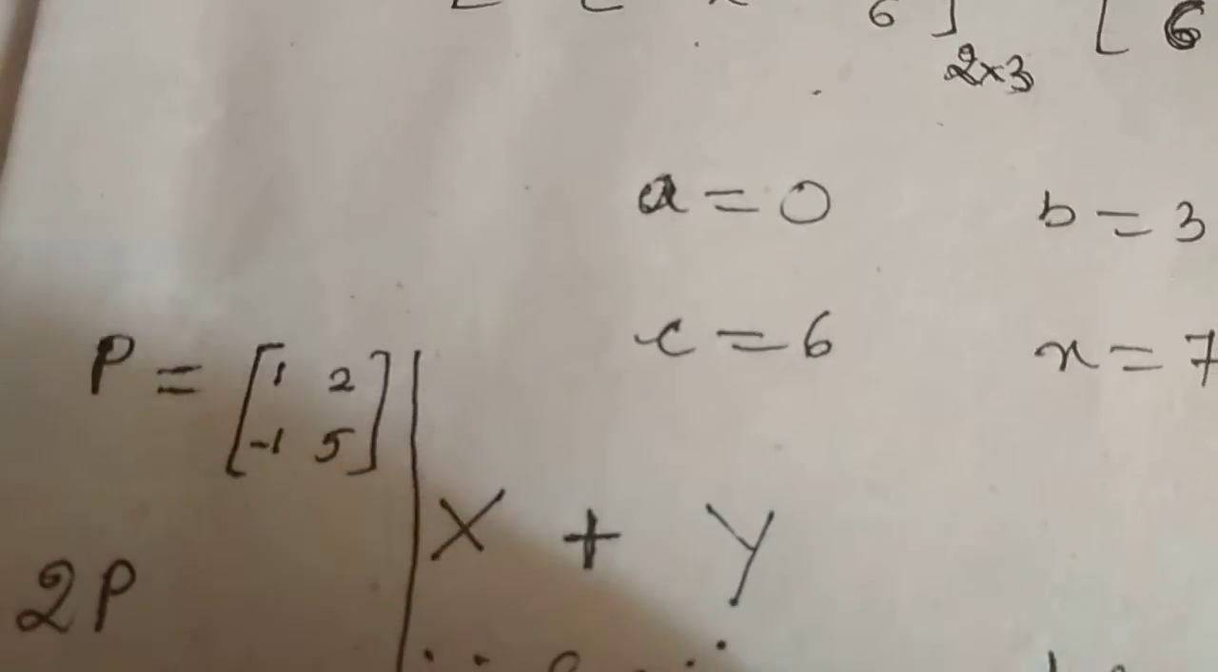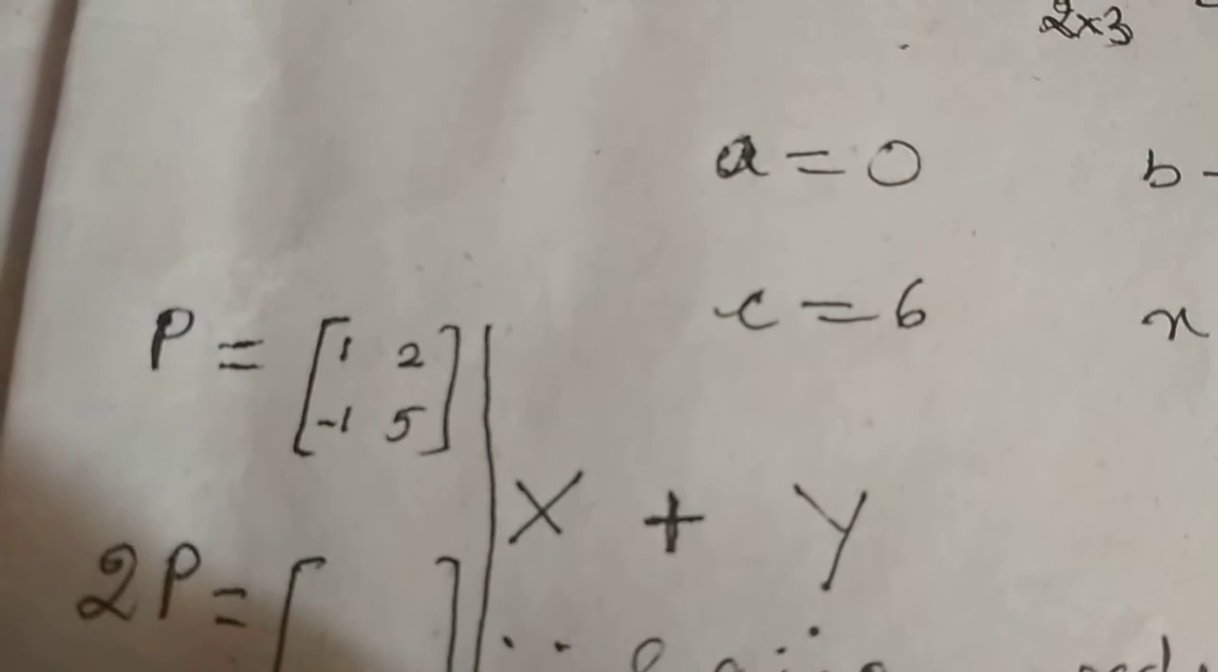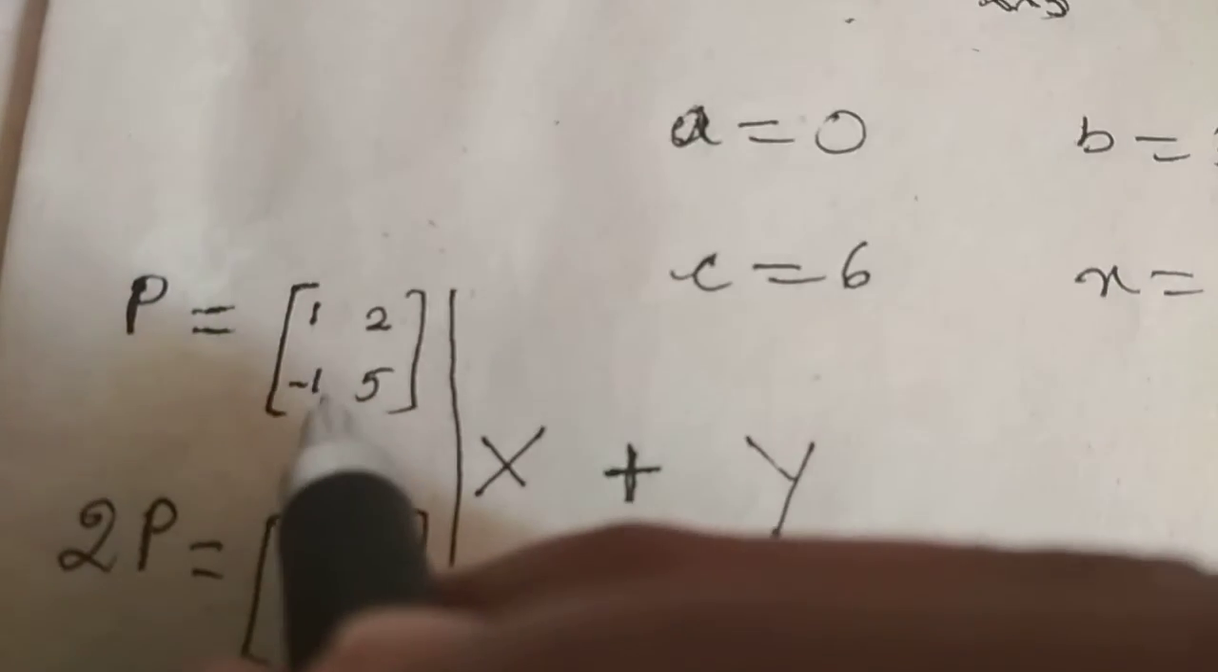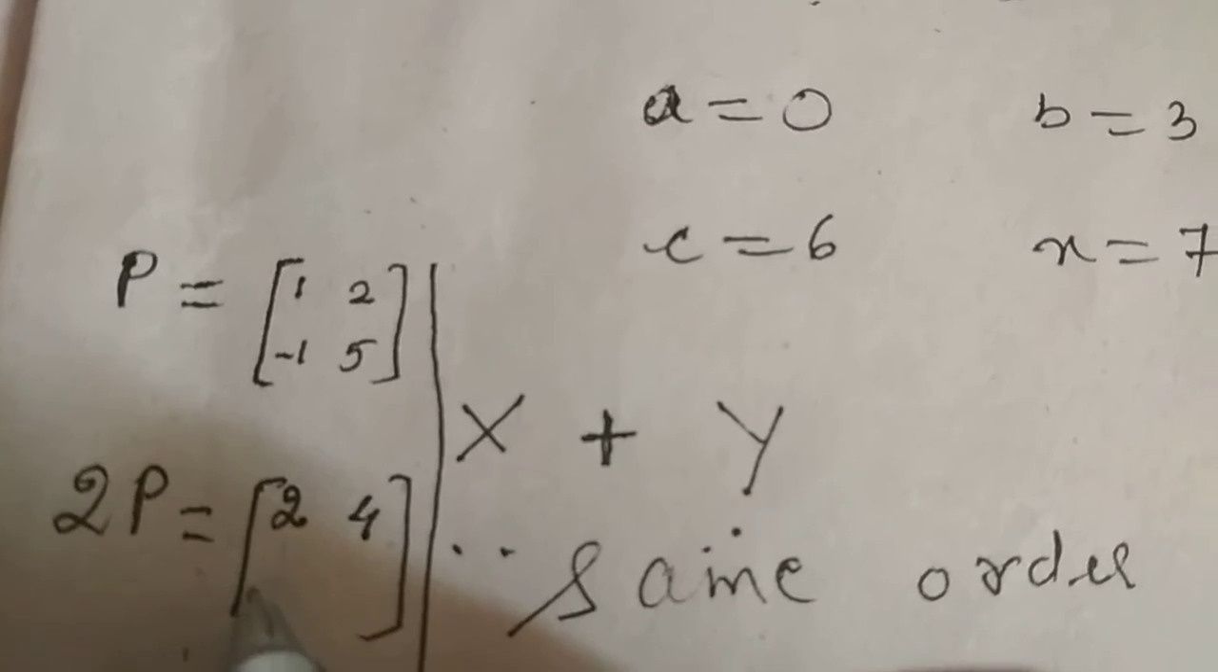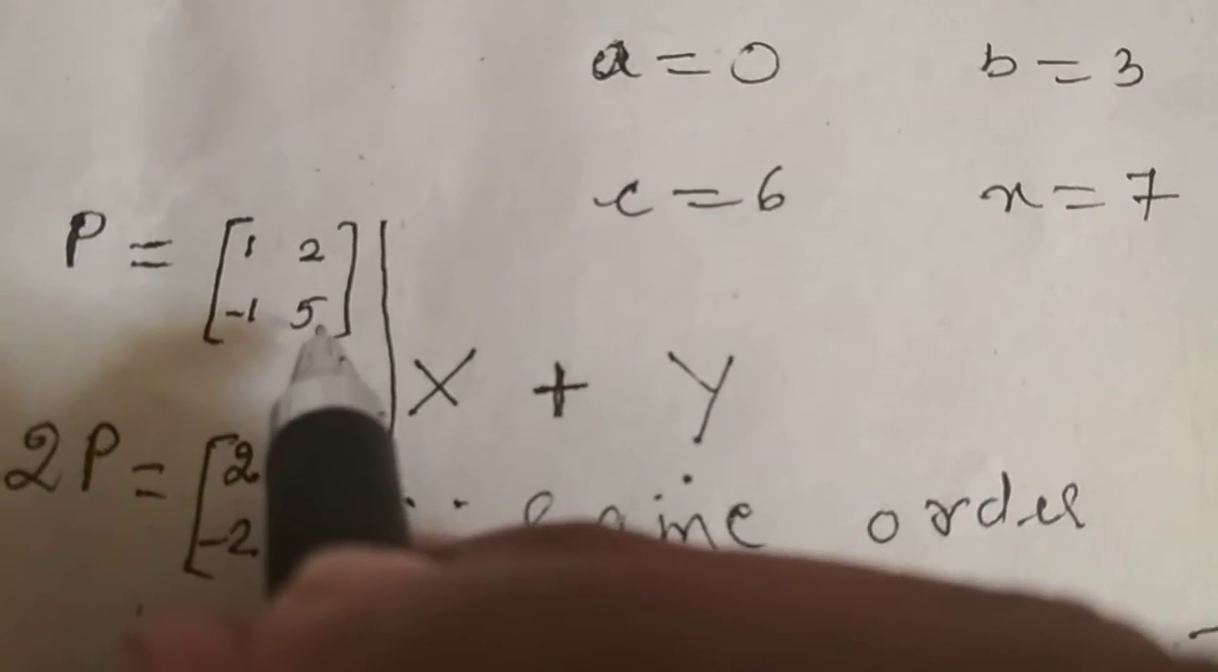And if I want to find out twice P, then I have to multiply each and every element of this matrix with this scalar number. So what is the resultant matrix? Twice P will be 2 into 1, 2 into 2, which is 4. Then I have to multiply each element and then write the new matrix. It is what? -1 into 2, so -2. Then 5 multiplied by 2 is 10.